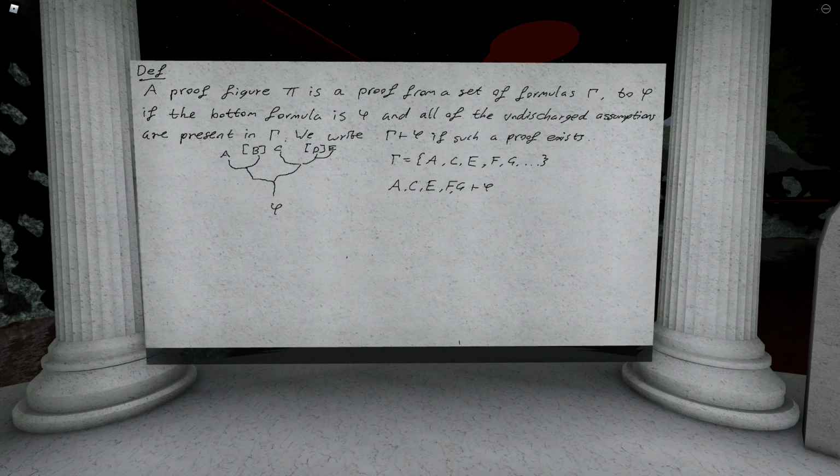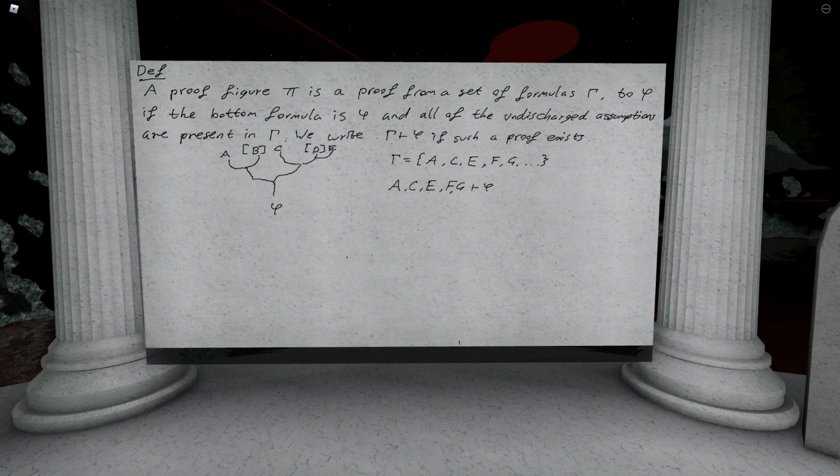Okay, so I really got the distinction. So you're saying that, for example, you could have a proof figure that had some extra undischarged assumptions, and it might be a proof figure, but it's not a proof figure from maybe the set of assumptions that you had in mind to the conclusion.